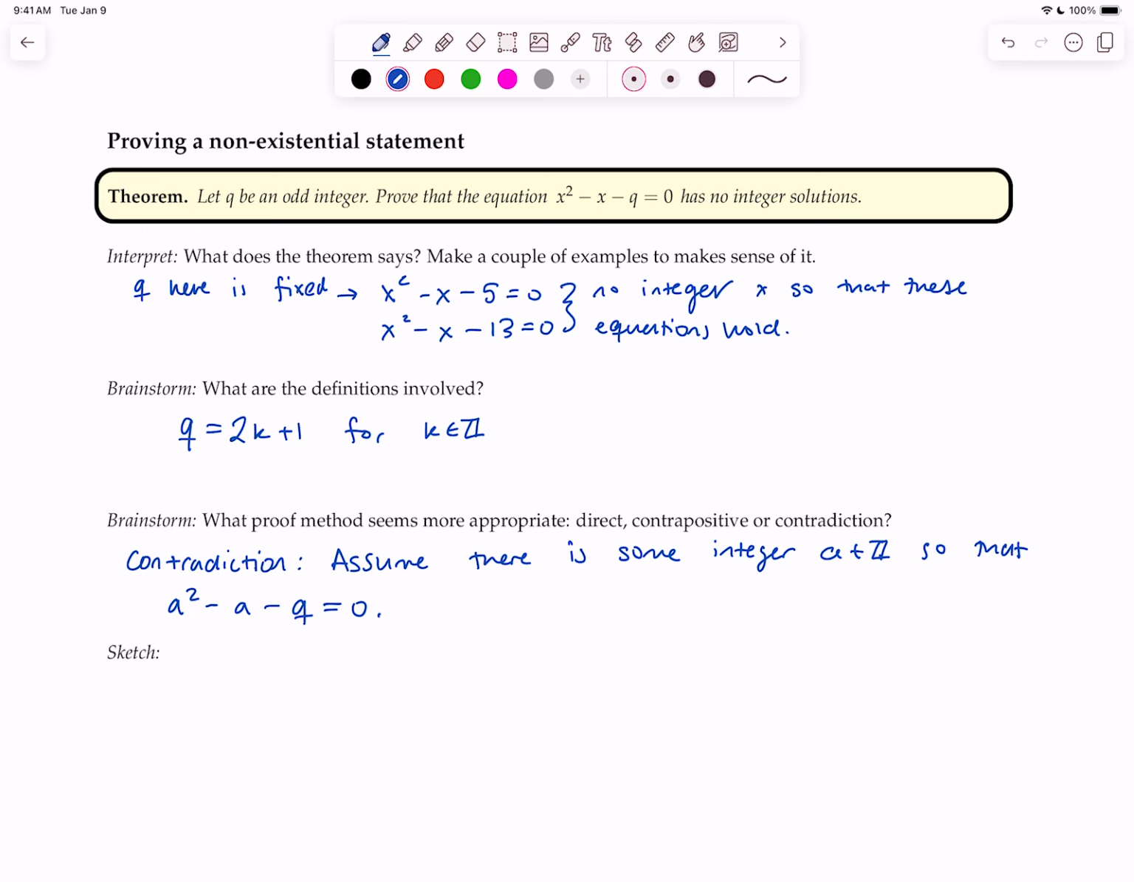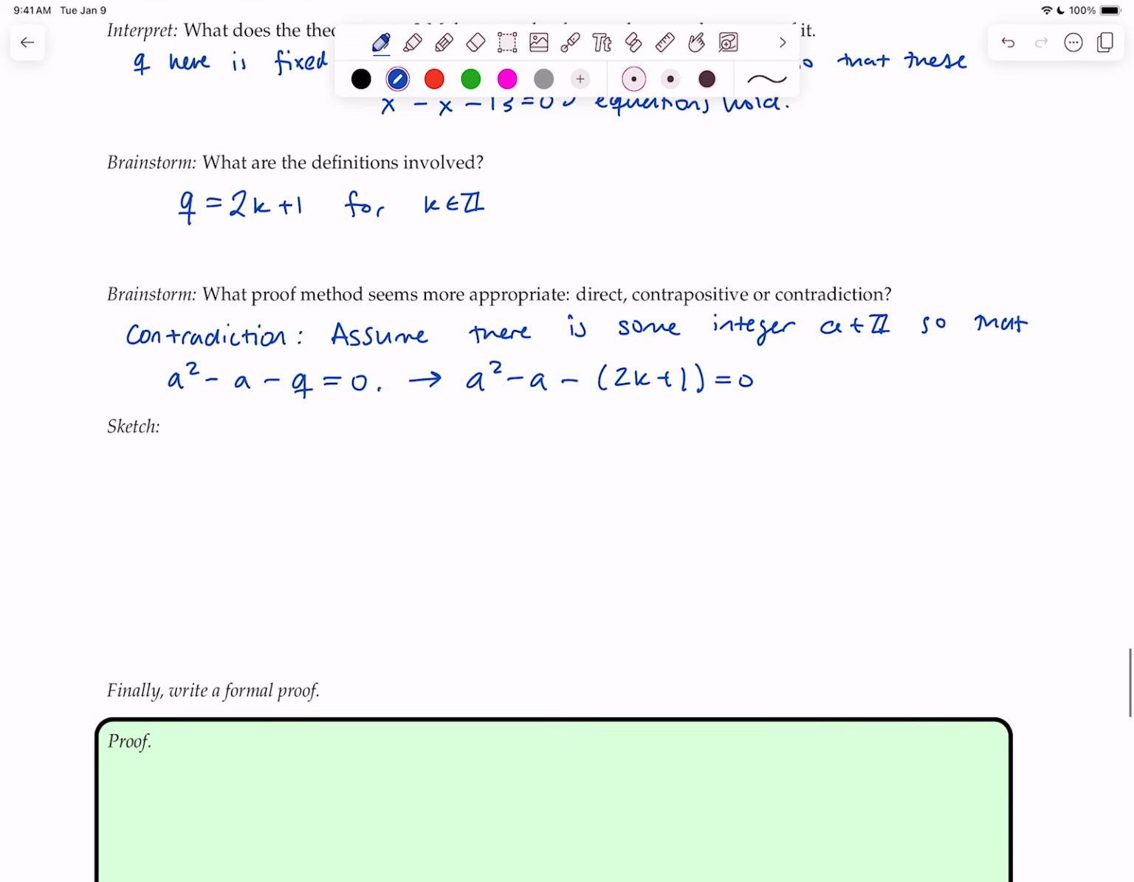So again, not obvious what the problem is, but we know what q looks like. Okay, so let's plug it in. So we'd have a squared minus a minus (2k plus 1) equals 0. Strange. What if we move the 2k plus 1 over? So let's write this as a squared minus a equals 2k plus 1.